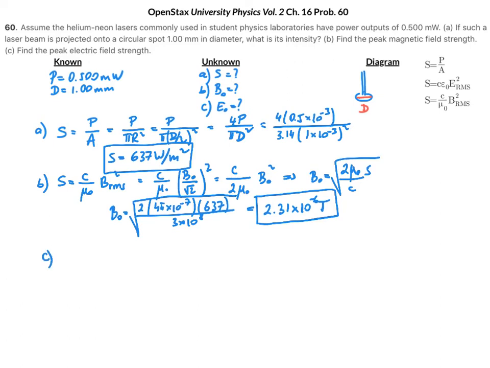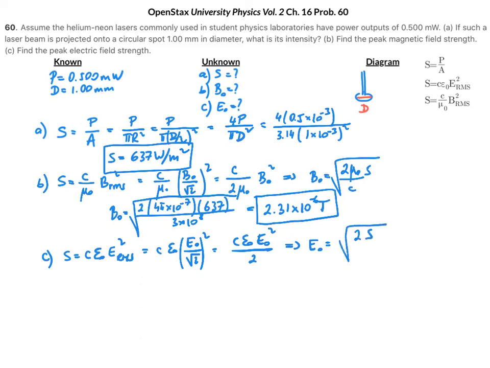In part C, now we want the electric field, and we know that the intensity is c epsilon naught E RMS squared. So that is c epsilon naught times E peak divided by square root of 2, quantity squared. So that is c epsilon naught E naught squared divided by 2. So the peak electric field will be the square root of 2 times the intensity divided by c epsilon naught.